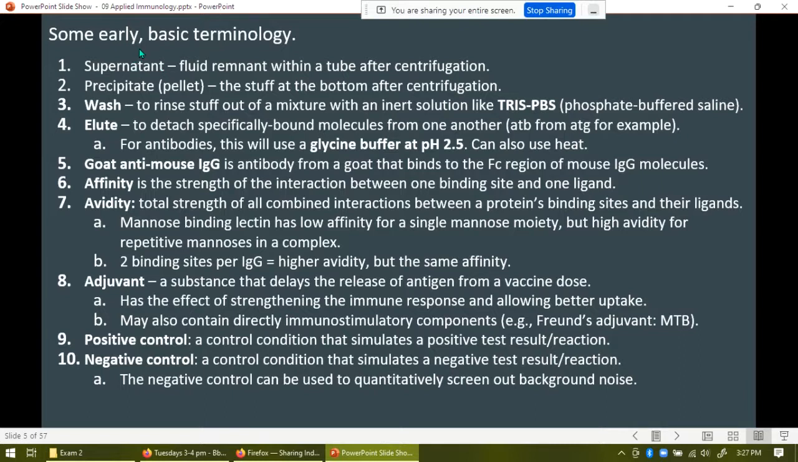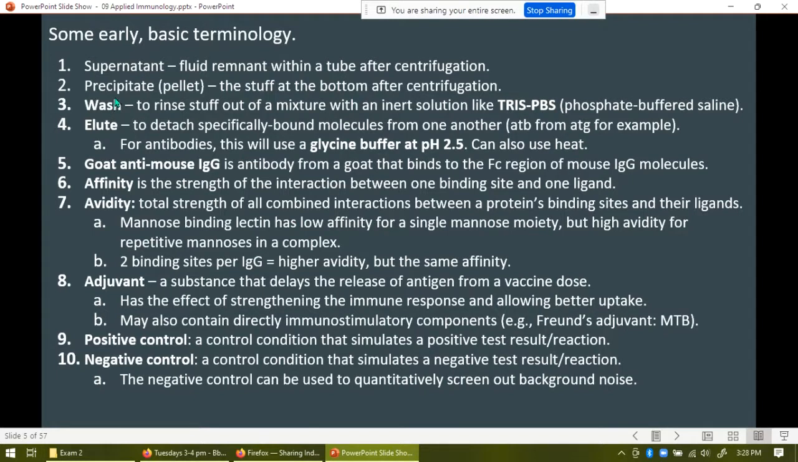So some early terminology that you should know right away. A supernatant is a fluid remnant within a tube after centrifugation, right? So you centrifuge a tube with cells inside or something like that. The cells all go to the bottom in a pellet or a precipitate, and they're at the bottom because they're heavier and the centrifuge spun them outward. The supernatant is the fluid remnant on top of the pellet, okay?